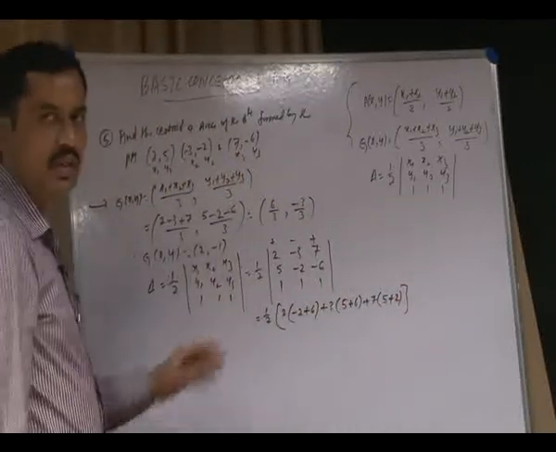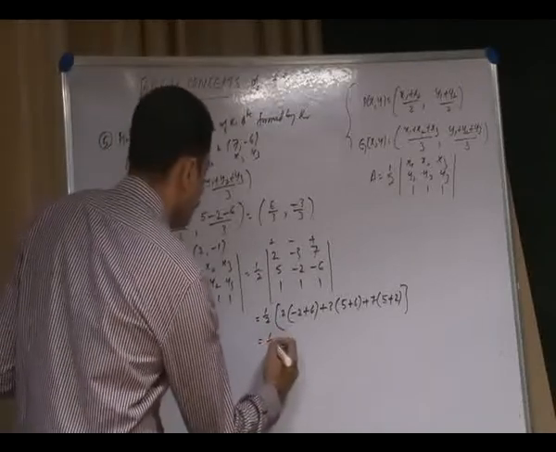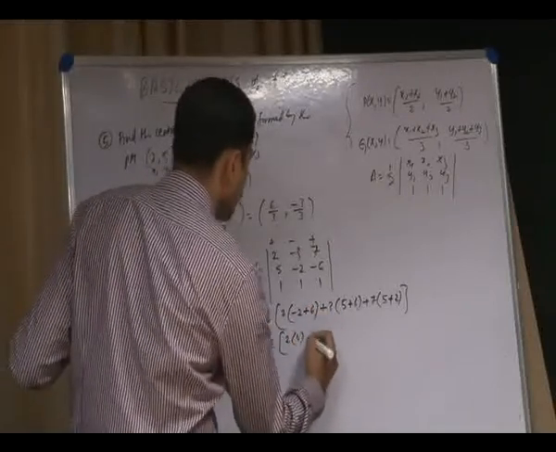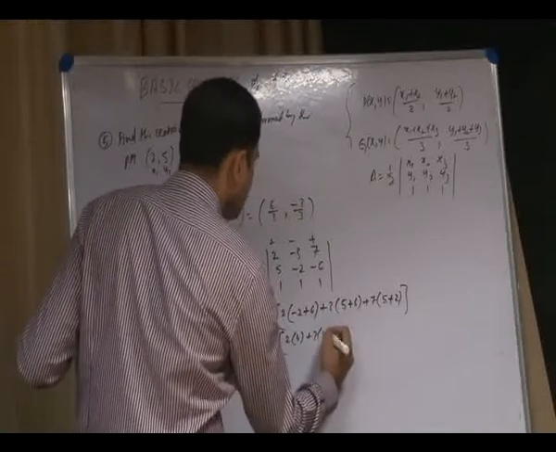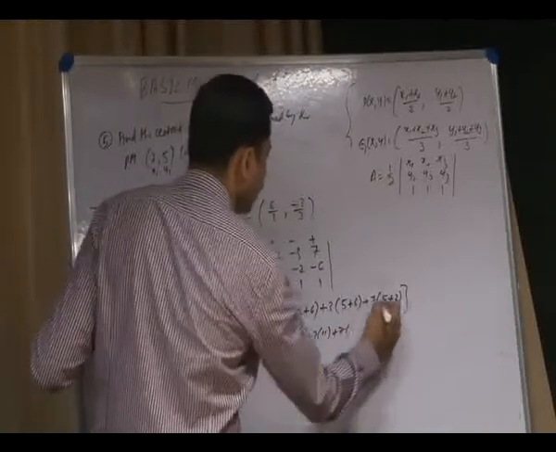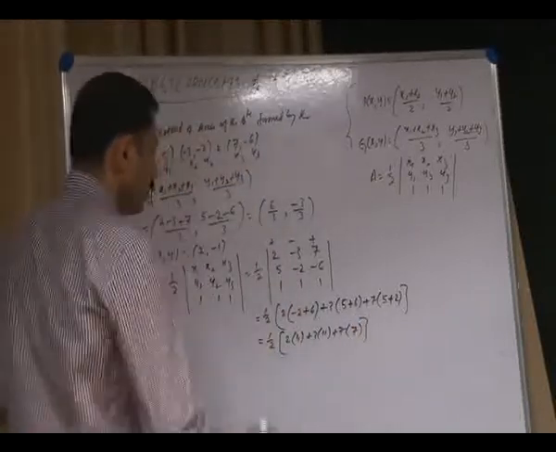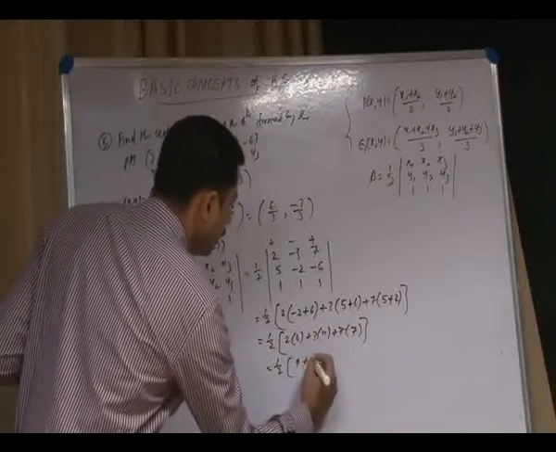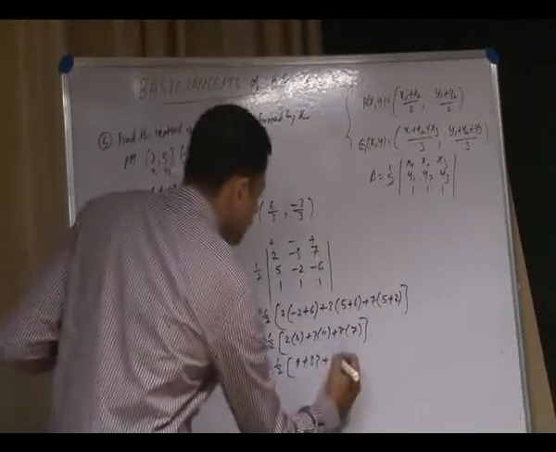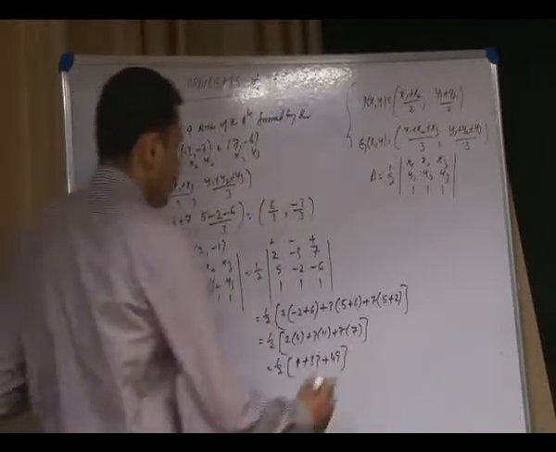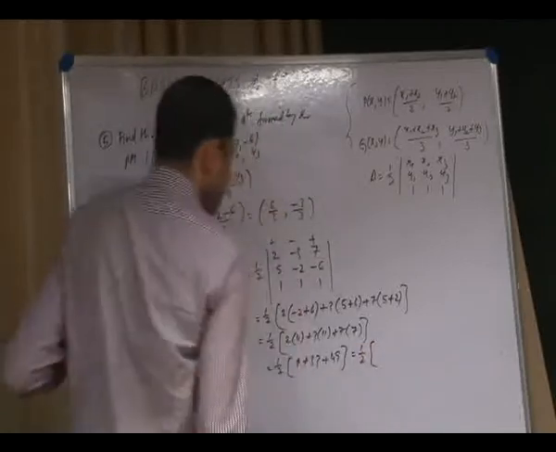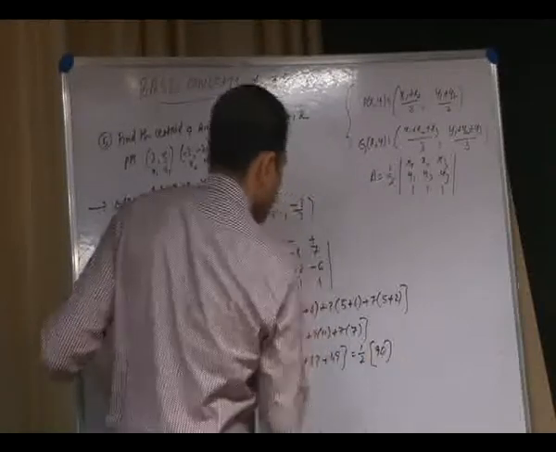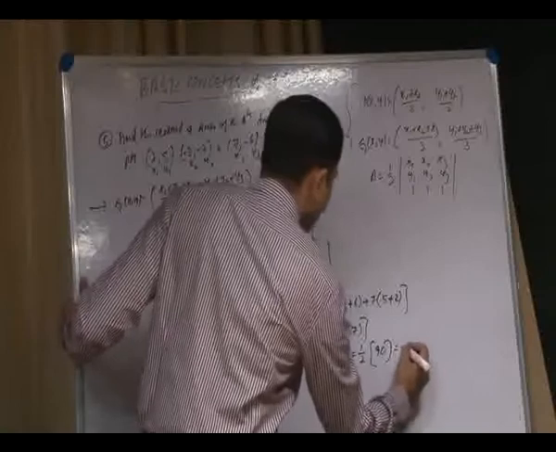So, simplifying this we get the area of the triangle, that is given by half into 2 into minus 2 plus 6 is plus 4, plus 3 into 5 plus 6 is 11, plus 7 into 5 plus 2 is 7 only. So, that is half into 2 into 4 is 8, plus 3 into 11 is 33, plus 7 into 7 is 49. So, that is half into 8 plus 33, that is 41, plus 49 becomes 90 here. So, 90 divided by 2 means we get 45.